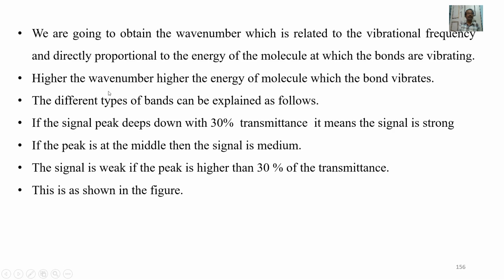The different types of bands can be explained as follows. If the signal peak dips down below 30% of transmittance, it means the signal is strong. If the peak is in the middle, then the signal is medium. If the peak is higher than 30% of the transmittance, the signal is weak. This is as shown in the figure.